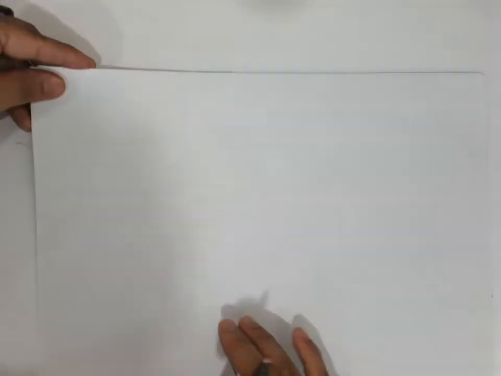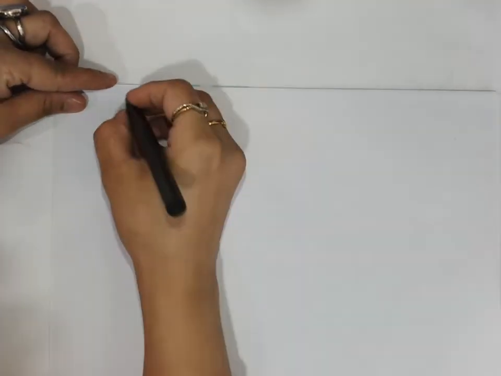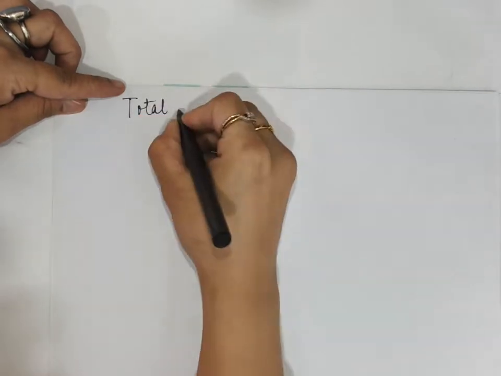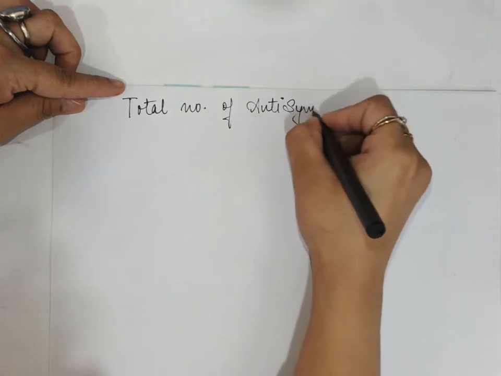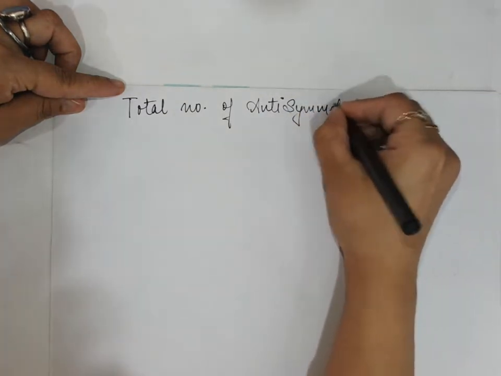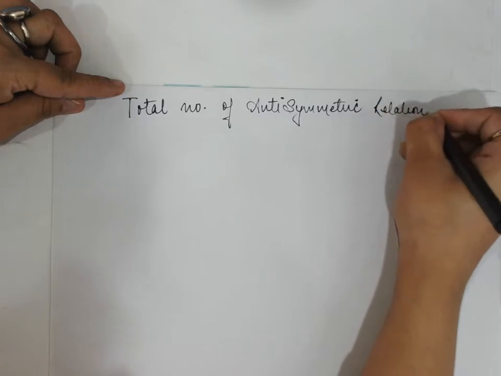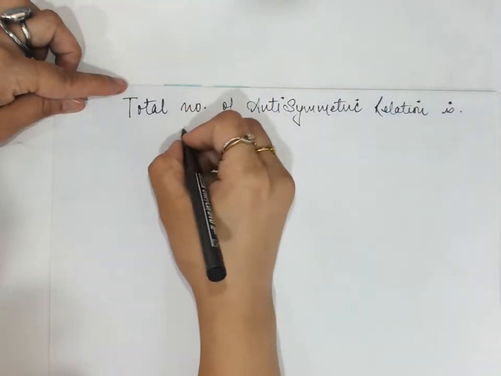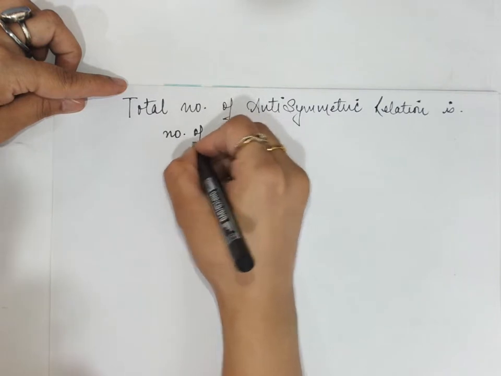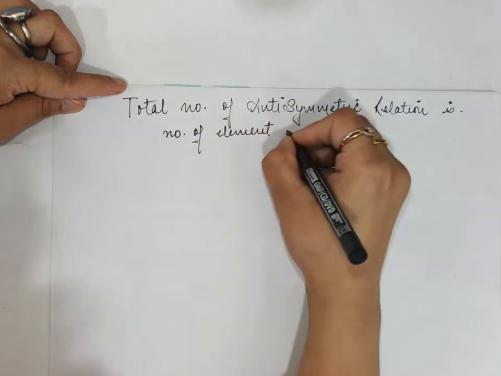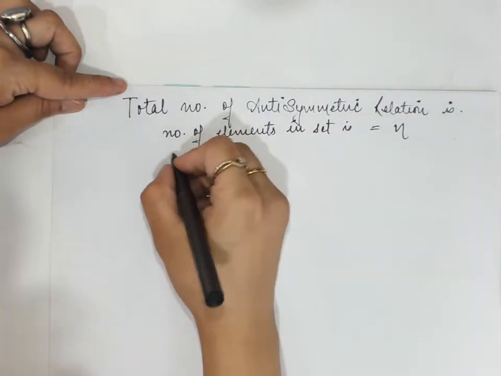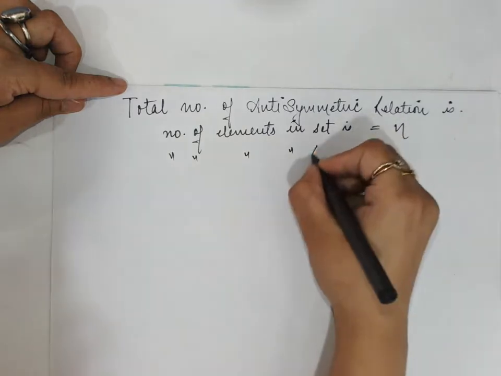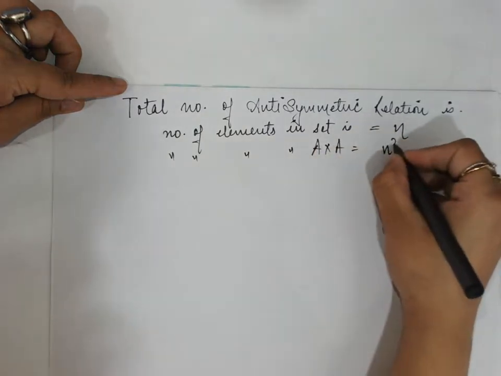Now, the total number of antisymmetric relations possible is: we have the total number of elements in a set as n, and the number of elements in A cross A is n square.